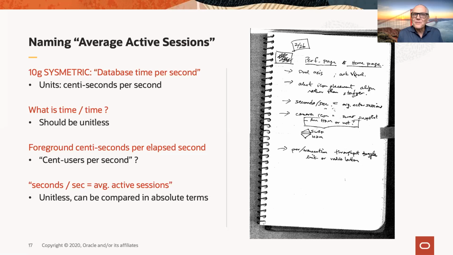But we had a lot of funny considerations on the way to that. At one point it was like, well, the numerator is foreground centiseconds and the denominator is elapsed seconds, so maybe we could call it centiusers per second, because foreground was user time. But anyways, you can see here a page out of my notebook. I don't have the little pointer, but let me put the mouse on it. You can see right here where I wrote down in my notebook, seconds per second equal average active session. That's meeting notes from a meeting that probably had a dozen people in it, where one of the whole points was to figure out the name for centiseconds per second of DB time.